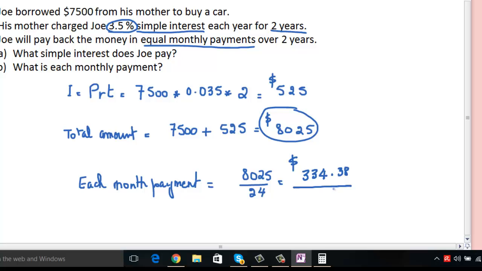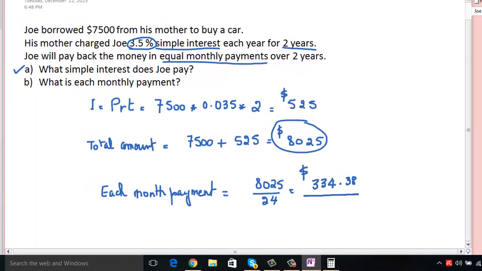I hope you understood this lesson. And we answered question number 2 in this one. So B is done. And this was the last lesson in unit number 2. So the next one is going to be unit 3. Thank you.